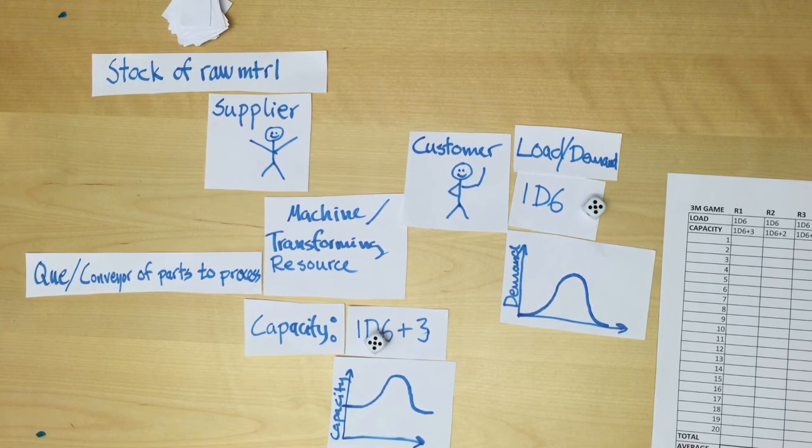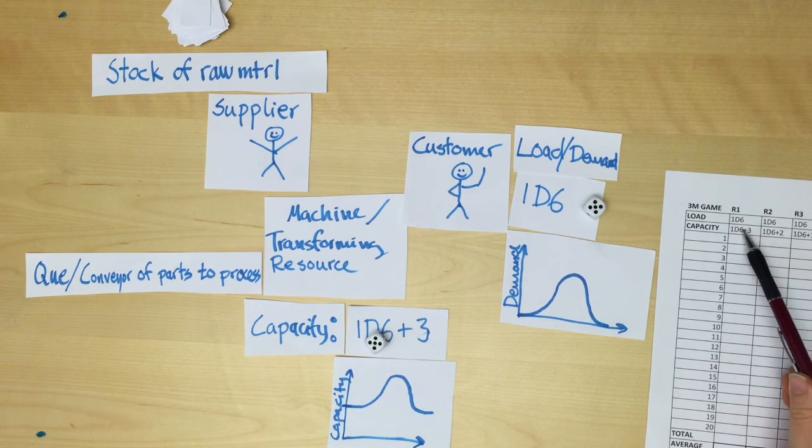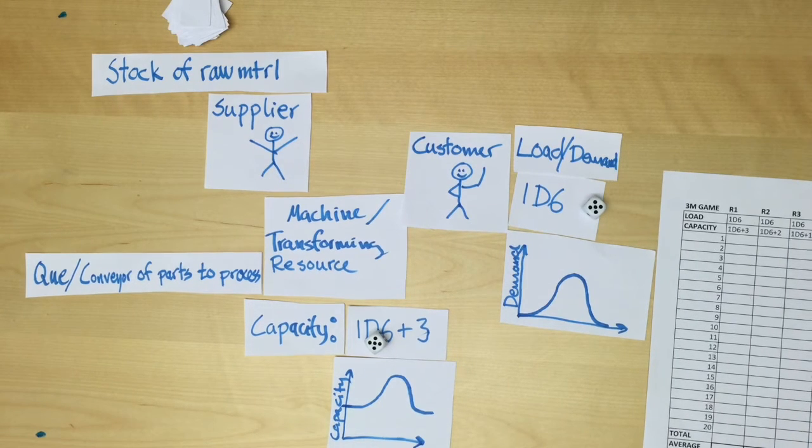And for the exercise we have a sheet for the different rounds. So we start with larger capacity than the load, and then the capacity is gradually reduced. So in round 4 it's balanced with the load, so we have the same load as capacity.